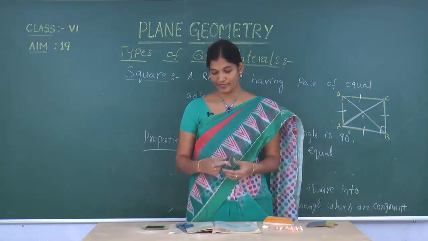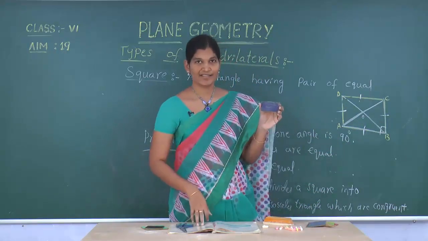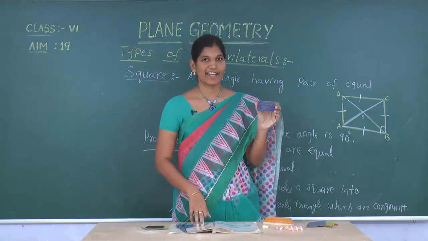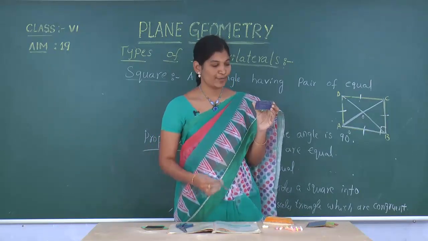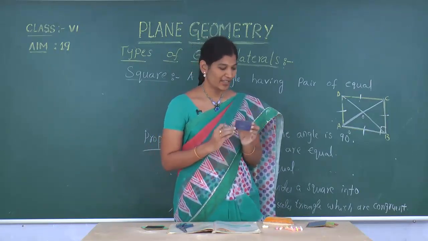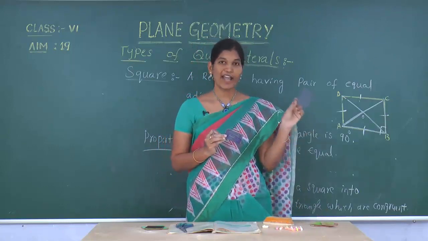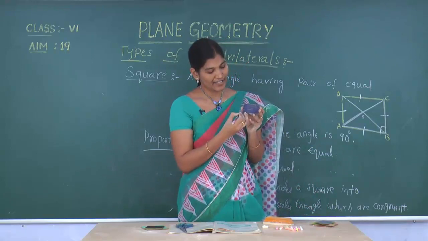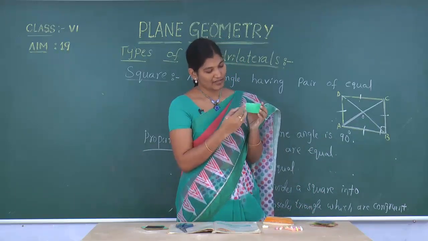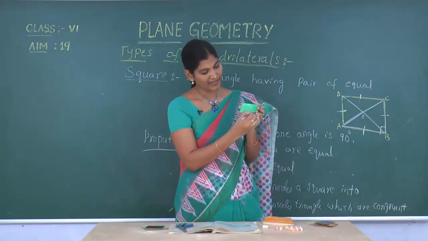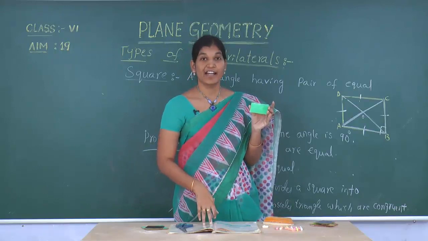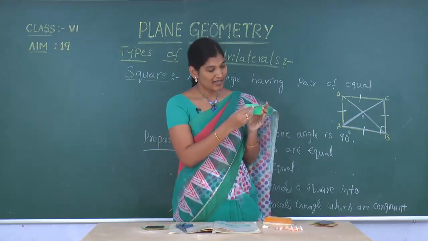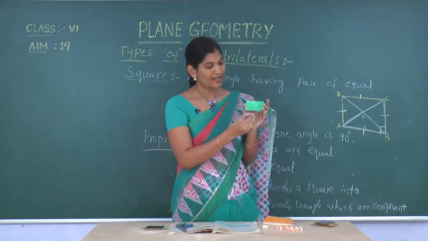And now what is this? This is a rectangle. Yes, we know. How can it form? In a parallelogram, if one angle is 90 degrees, then it becomes like this. And in a rectangle, each angle is 90 degrees. And here you have to know that the diagonals are equal.